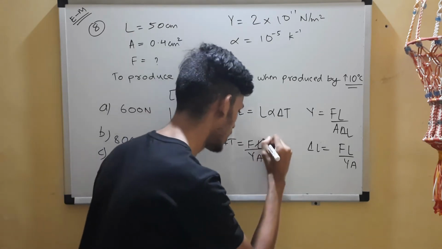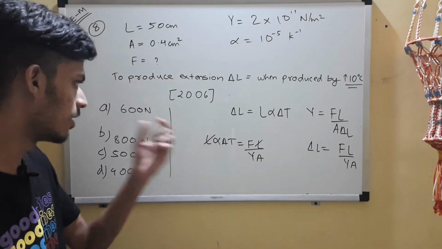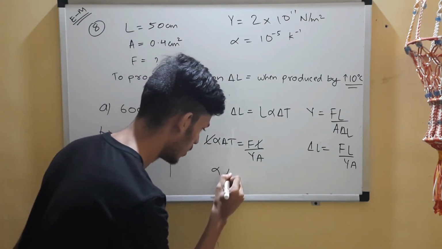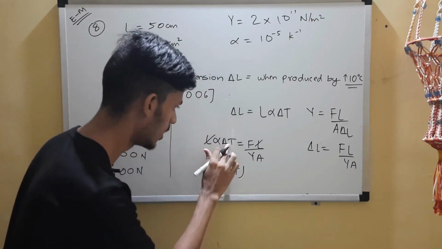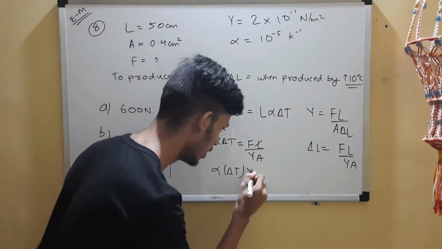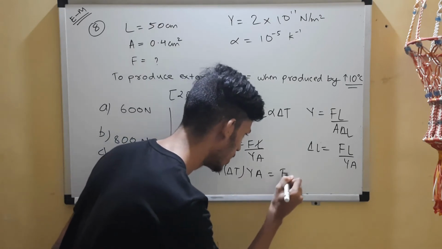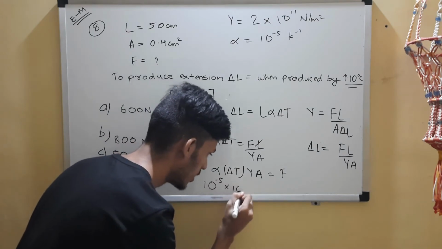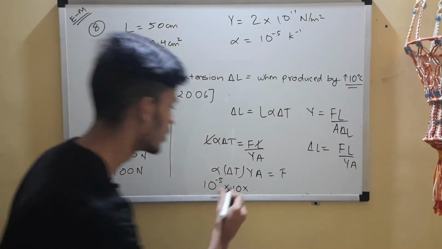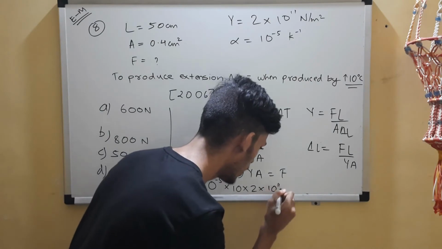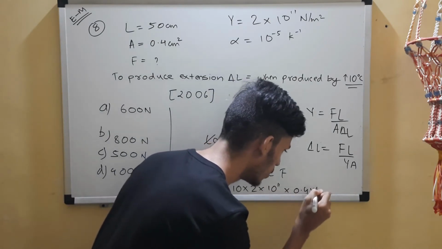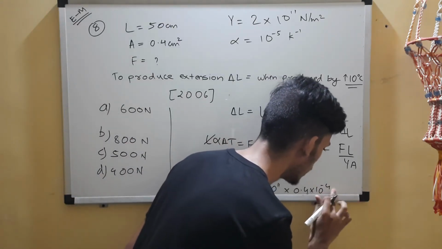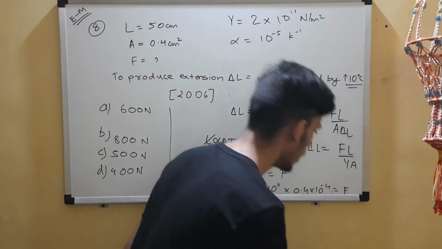So this L and this L will get cancelled. You are supposed to find the force, so that will be alpha into delta T, this is not A, this is delta T, right? Into Y into A, so that will be the force. So alpha is 10 to the power minus 5, temperature change is 10, right? Y, Young's modulus, 2 into 10 to the power 11, area is 0.4 into 10 to the power minus 4, converting centimeter square to meter square.